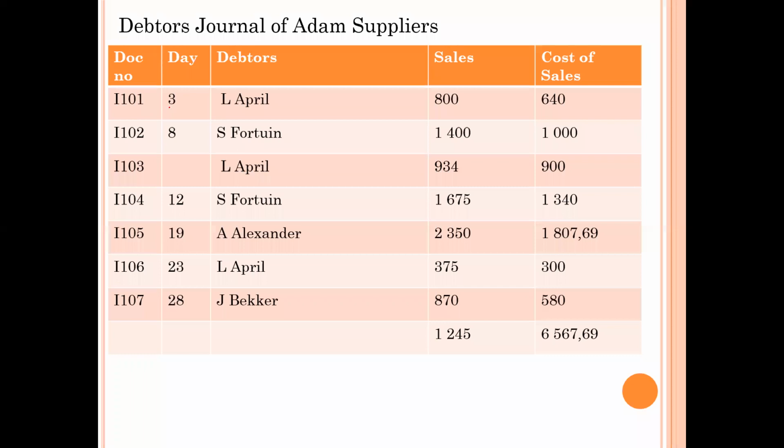So on the 3rd, the invoice number, it's L April, the name of the debtor was in the transaction. I've given you the selling price of 800 Rand. You need to go and calculate the cost price. And how are you going to calculate the cost price? You're going to take the 800 Rand, the selling price, times 100 divided by 125. Why 25? Because that was the profit percentage that was given to you. And then you will get the 640 Rand.